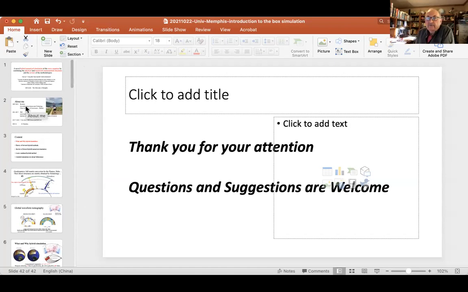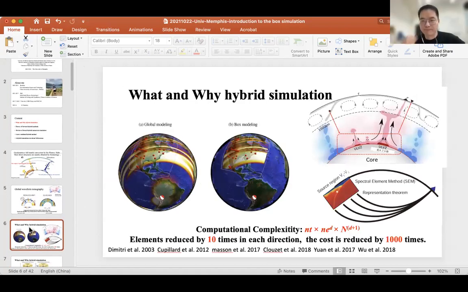So I have a question. If you use a hybrid method, you're going to be saving a factor of 1,000, you said earlier in the talk, in numerical cost. You're basically modeling a particular kind of scattering problem where you're assuming that the rest of the Earth is not contributing to your wave field.